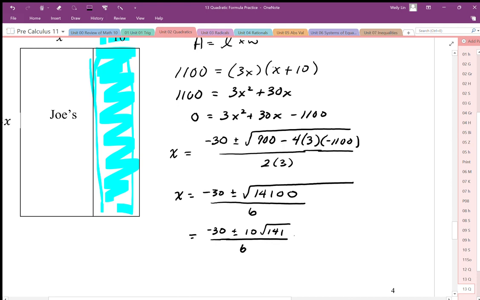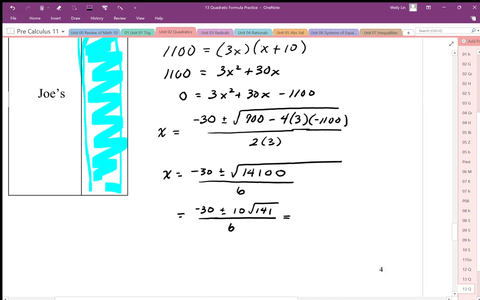But there's our solution. We can get the decimal value for this solution by just plugging it into our calculator. Negative 30 plus 10 square root 141 divided by 6 gives us 14.79 meters. Or if I do the minus, we get negative 24.79 meters.